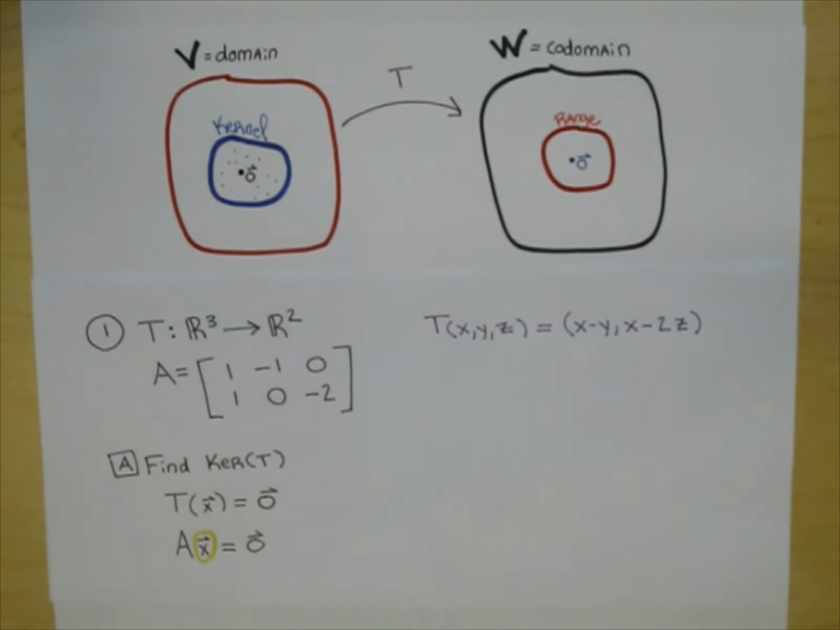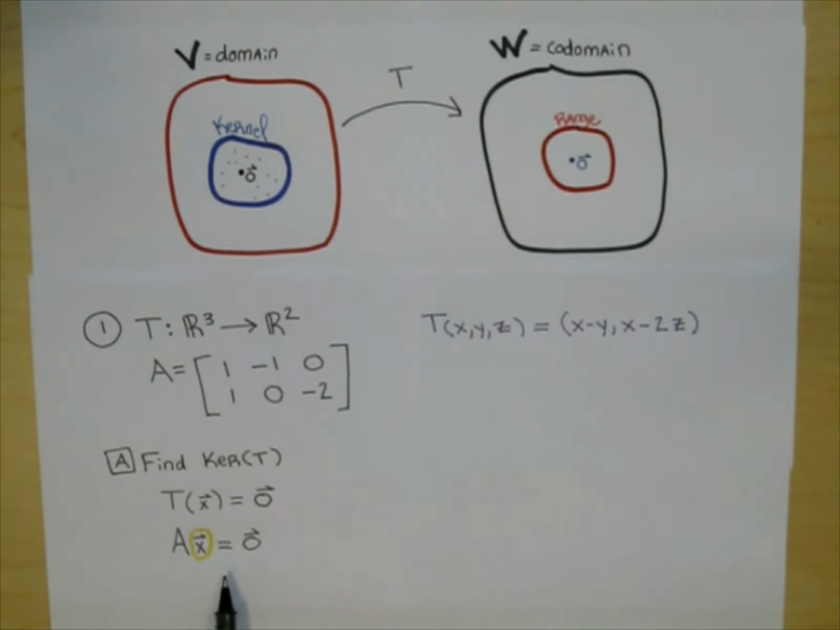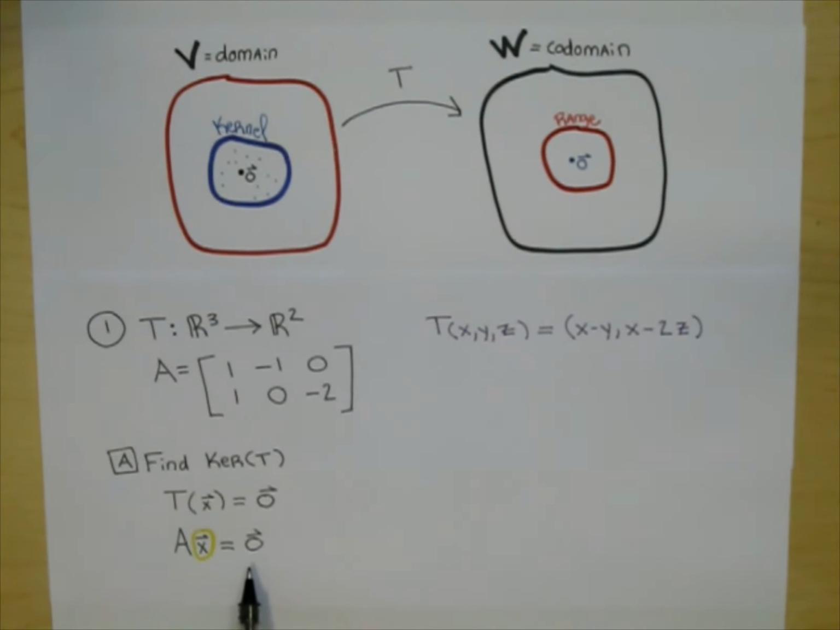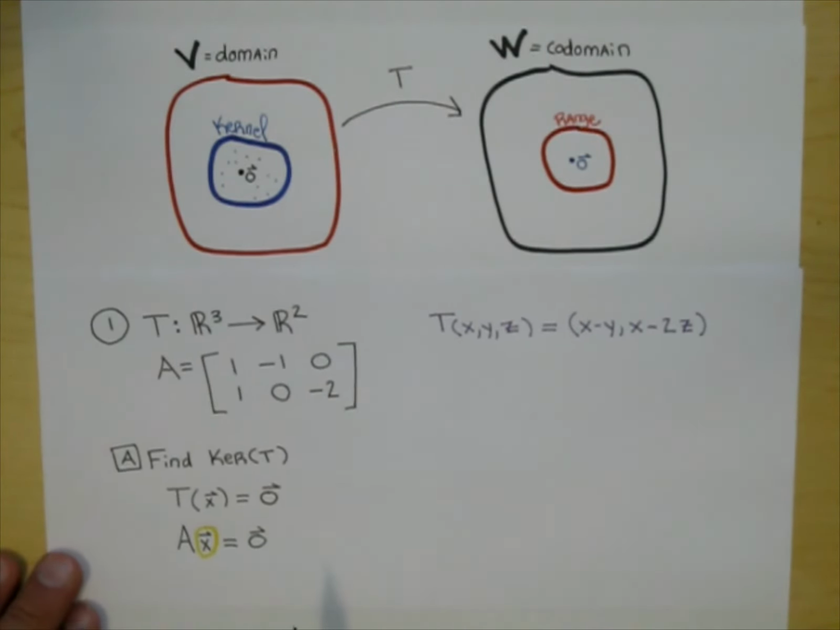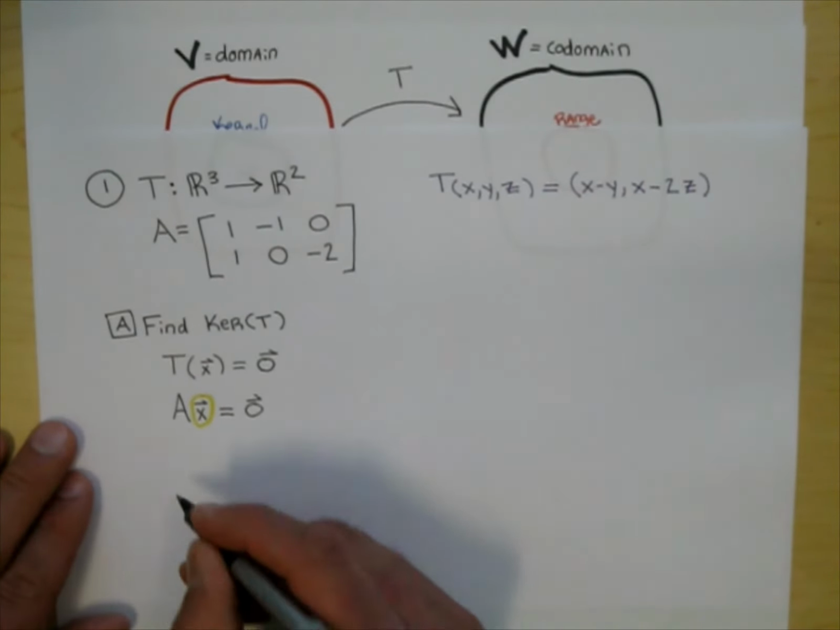But here's the cool part. Ax equals 0. What does it look like this is? This is a linear system. It's homogeneous. We've done things like that before, so we'll cover up part of the picture.